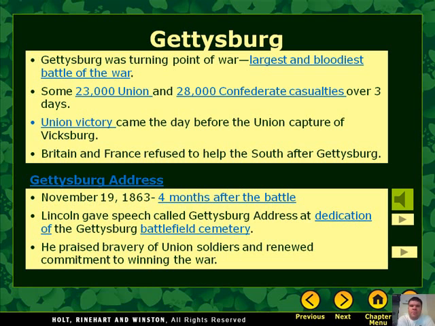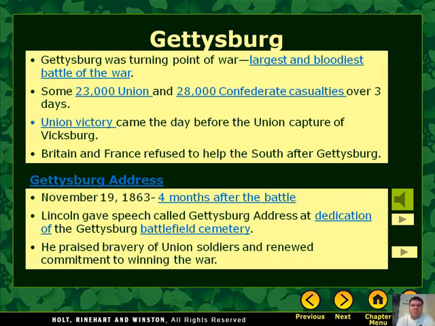A number of important people were asked to come to Gettysburg and dedicate this cemetery as a national cemetery for the soldiers of the Union. So this happens on November 19th, 1863, 4 months after the Battle of Gettysburg. Lincoln was asked to come say a few words kind of as an afterthought. And so he arrives in Gettysburg the night before.